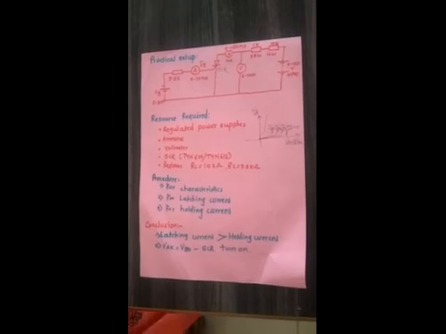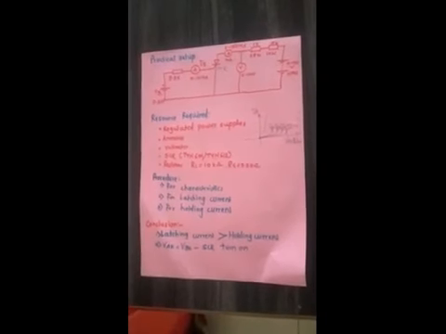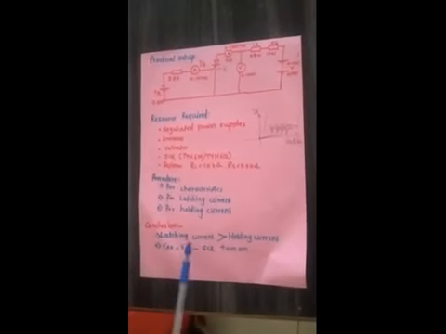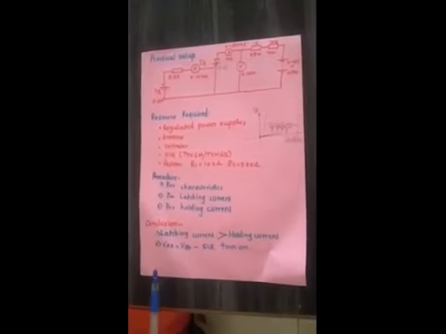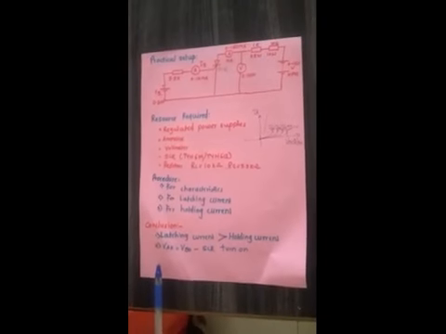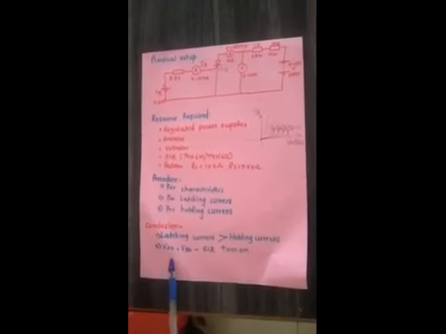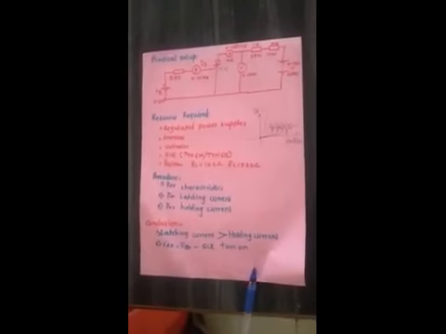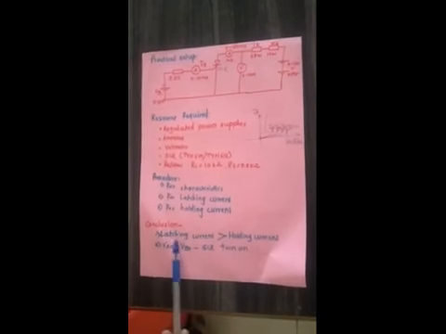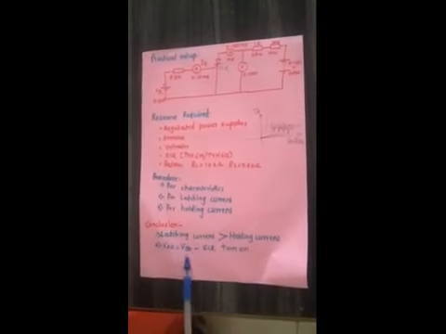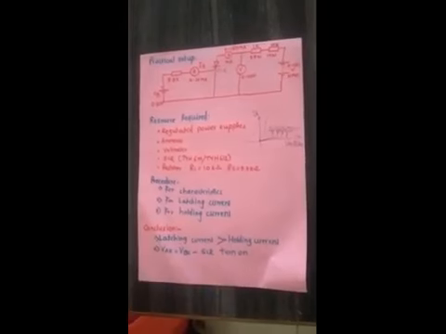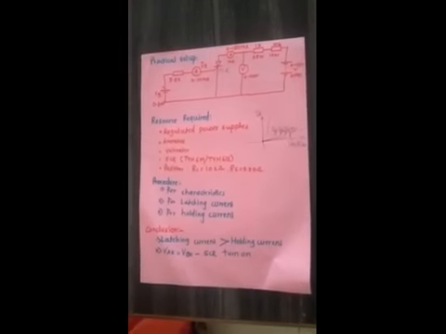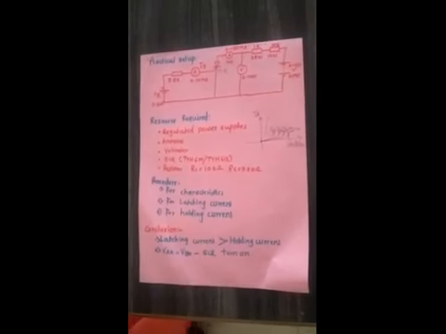Last point is the conclusion. From this we can conclude that the latching current is always higher than the holding current. And second, when the anode to cathode voltage reaches the breakover voltage, then and only then does the SCR go into on condition. Otherwise, if the applied voltage is below the breakover voltage, your SCR is in off condition. This is the conclusion of this practical.